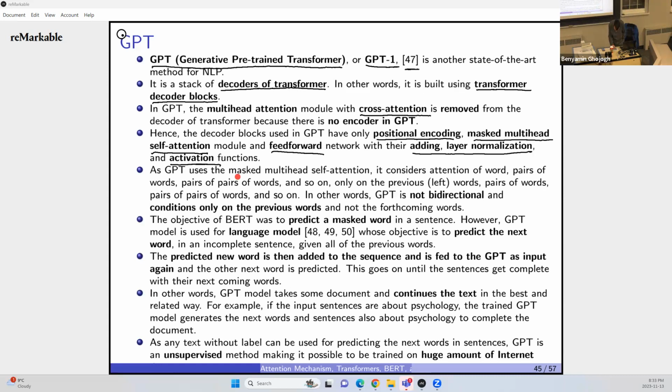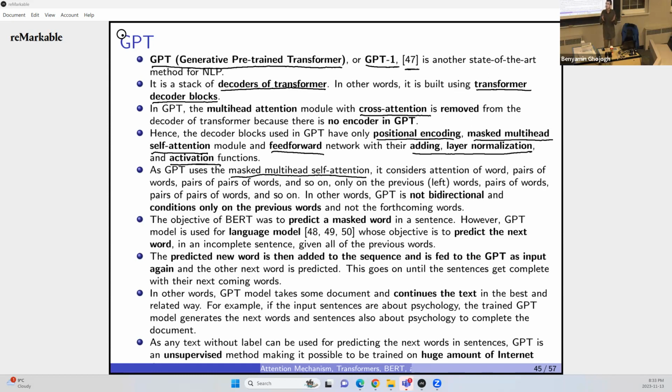GPT uses masked multi-head self-attention. Do you remember? So it masks the future words because it's a causal model, right? Agreed? So it only conditions on the previous words in attention. As a result, it's not bidirectional. As a result, the tasks of BERT and GPT are different.